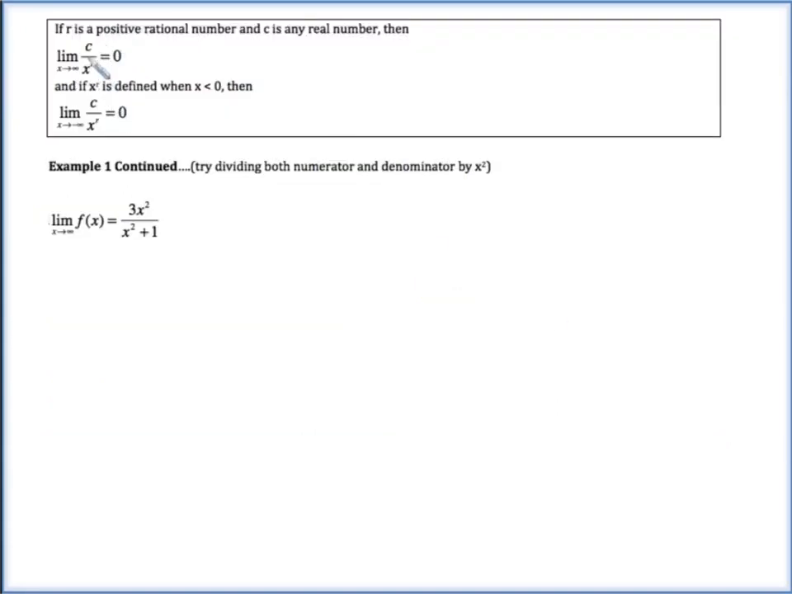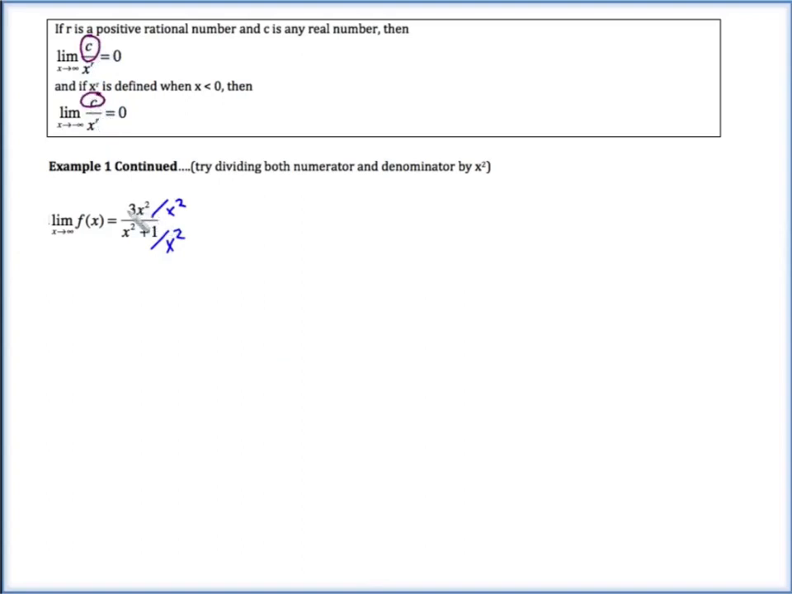So we see this here. If r is a positive rational number and c is any real number, then we know the limit as x approaches infinity of c over x to the r equals 0. So if we try example 1 again, we're going to try dividing both numerator and denominator by x squared. We're going to divide this part by x squared, and we're going to divide this part by x squared. The reason we're doing that is we're trying to get that constant in the numerator.